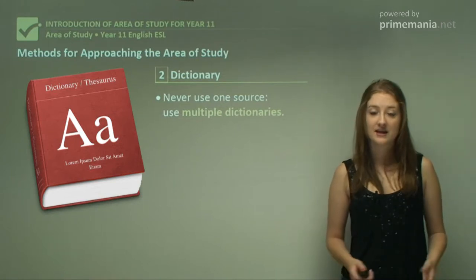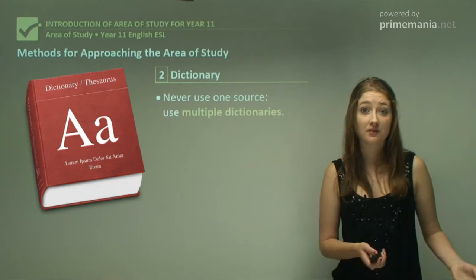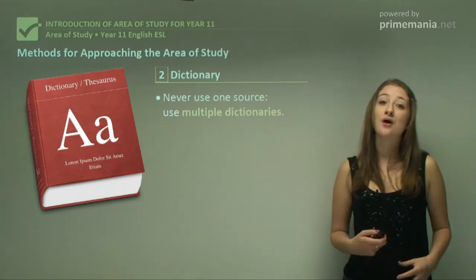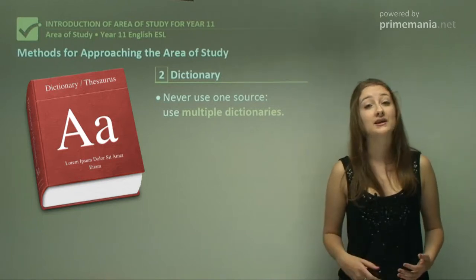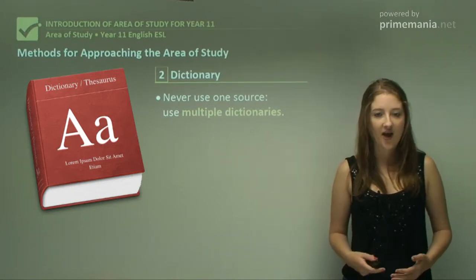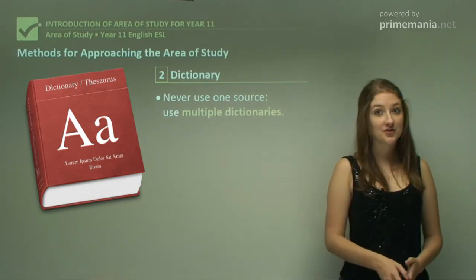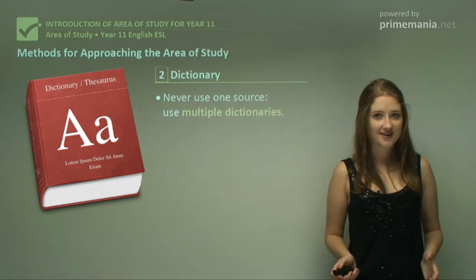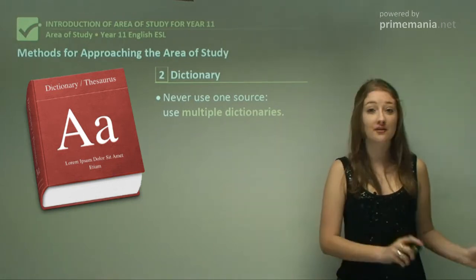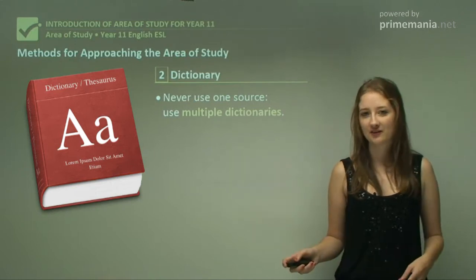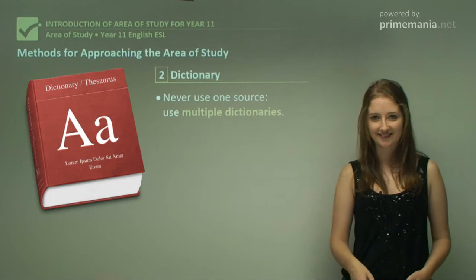The second method is to use a dictionary. Now obviously dictionaries can just provide you with the basic meaning of a word. However, for you and your area of study, you can use a dictionary to build up a really sophisticated understanding of what your key theme means. So it's really important that you never only use one source. You must make sure you use multiple dictionaries. So if you only have one, maybe go to the library and borrow another one, or ask your English teacher for another one. Look up as many definitions as you possibly can.